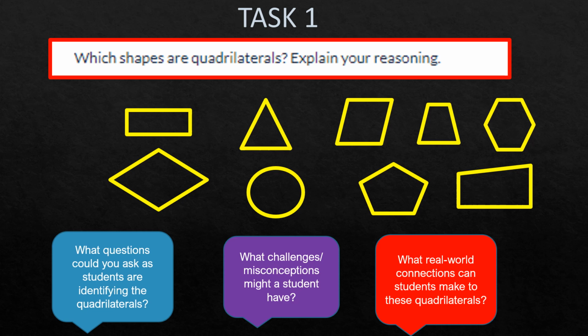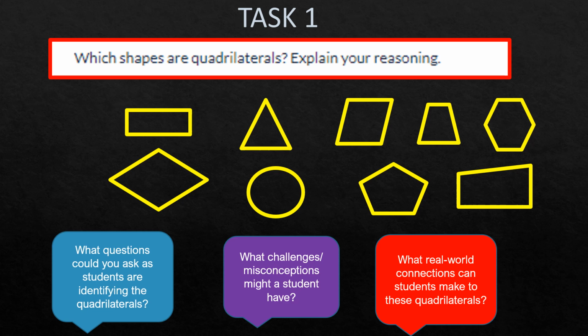Well, I would want to ask them, how do you know that these are quadrilaterals? Okay, and then which ones are quadrilaterals there? Which ones do you see? Going left to right on the top, the rectangle, the parallelogram, the trapezoid, and on the bottom, the rhombus and the trapezoid on the far right. Yep, there you go. There are 5 of them.